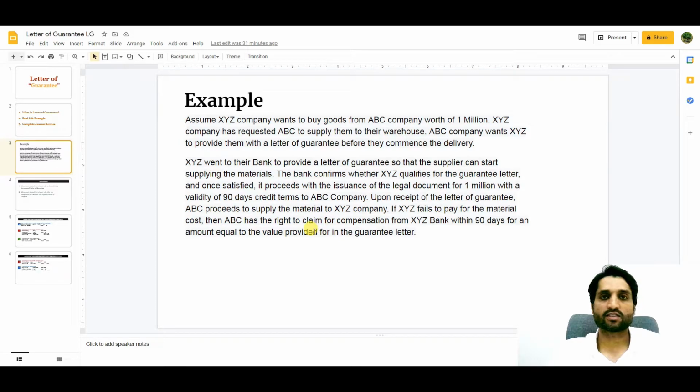So this is the concept of letter of guarantee, because when people want to trade with each other with higher value, the supplier asks the buyer to give us a letter of guarantee so we can proceed with the terms and conditions of the purchase orders. So let's see the journal entries now.